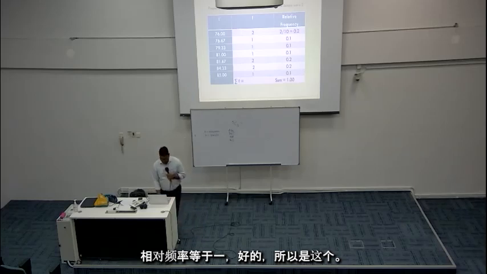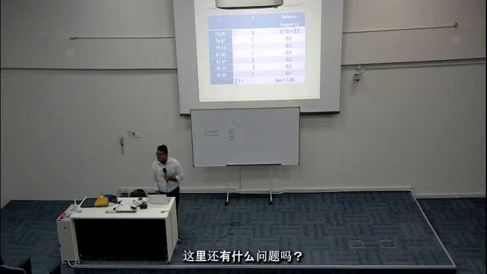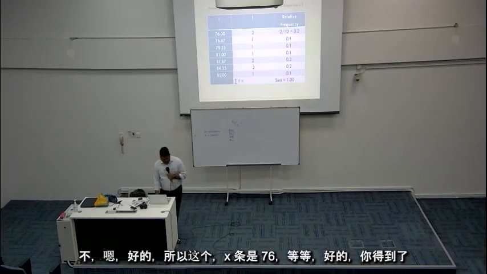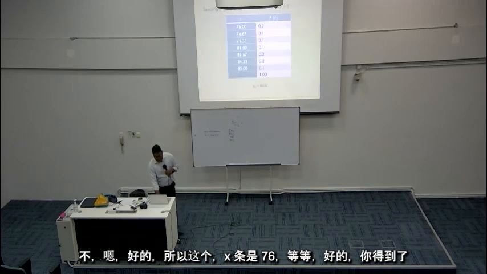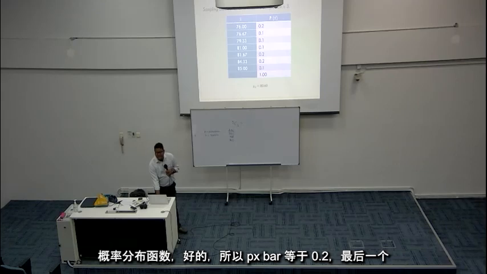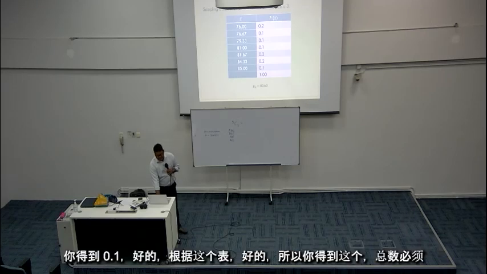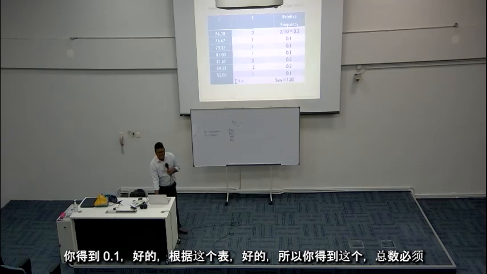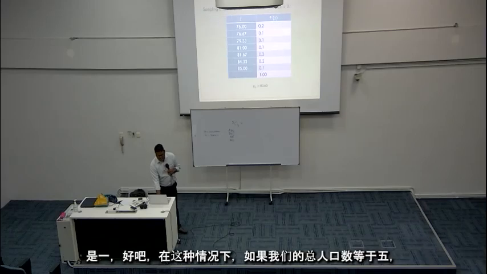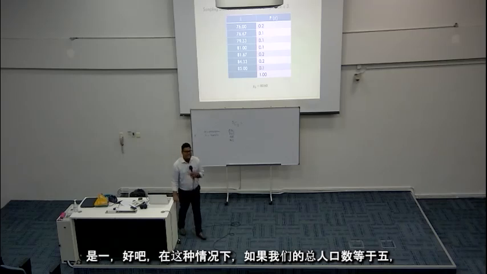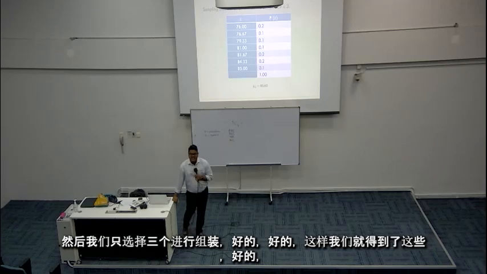Any questions from here? No? Okay. Alright, so here the X bar is 76 and so on, and you get the probability distribution function. So P of X bar is equal to 0.2, and the last one is 0.1, based on this table. The total must be 1. In this case, the total number in the population is 5, and we select only 3 to be a sample. Alright, so we get all this.